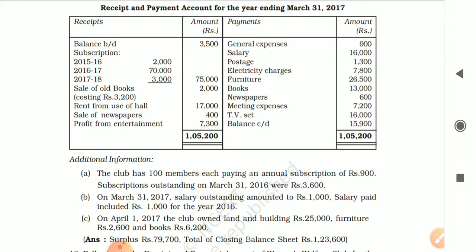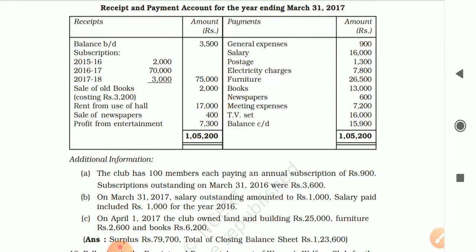Then book is an asset. You already know the treatment. There is no depreciation also. Do it on your own. Rent from hall is an income. Sale of newspaper, income. Profit from entertainment, income. General expense, salary you have outstanding. Add current year's outstanding and minus previous year's outstanding. How to deal with it? I have already explained it to you. Current year's outstanding will appear in current year's balance sheet, liability side. Previous year's outstanding will appear in previous year's balance sheet, liability side.